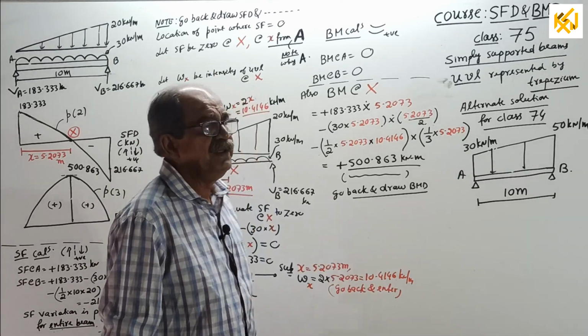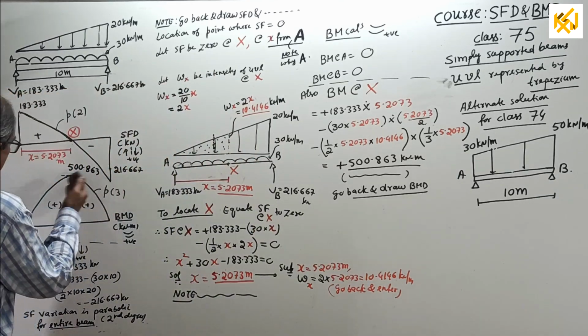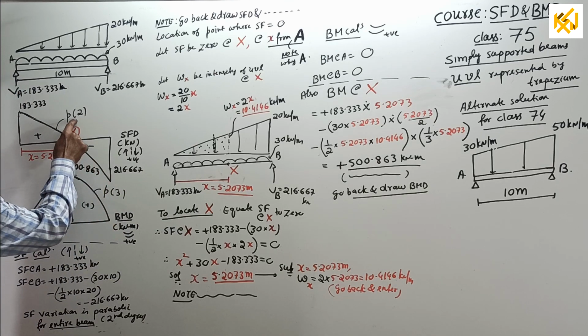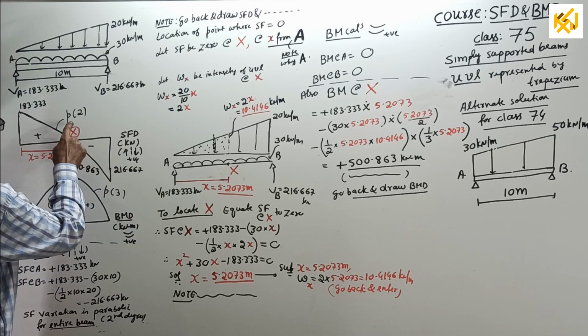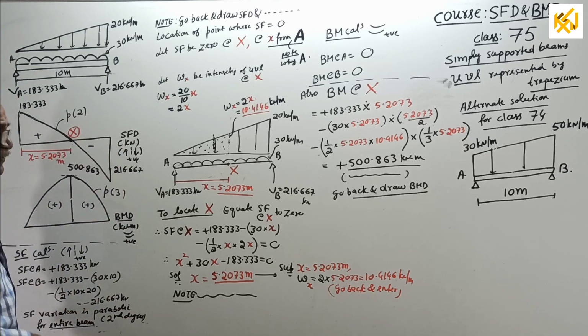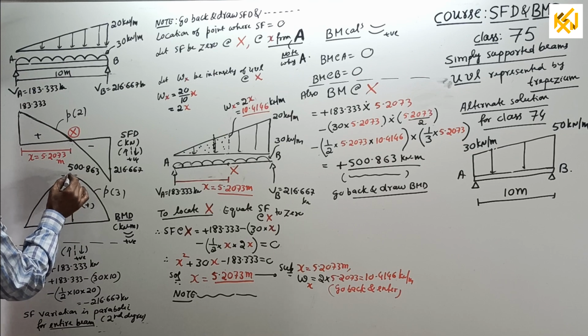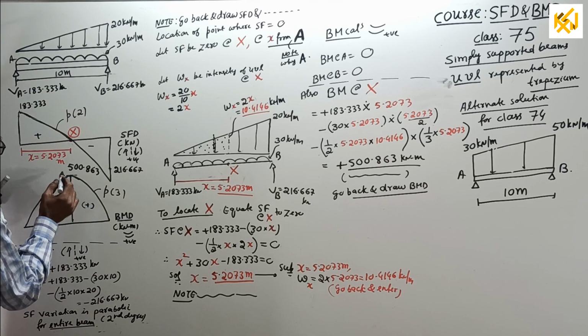Go back and draw BMD. I had roughly drawn the BMD here. See, cubic curve, parabola of second degree, parabola of third degree. No one can question what is P2, P3. I told in the class. And smooth curve here. If you draw a tangent here, slope should be 0.